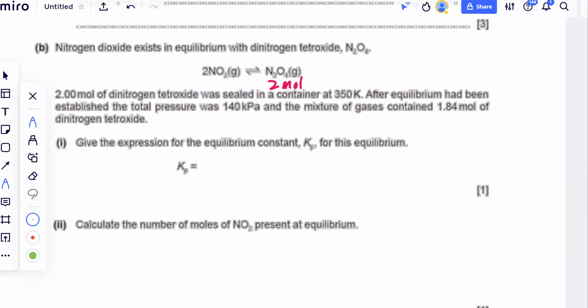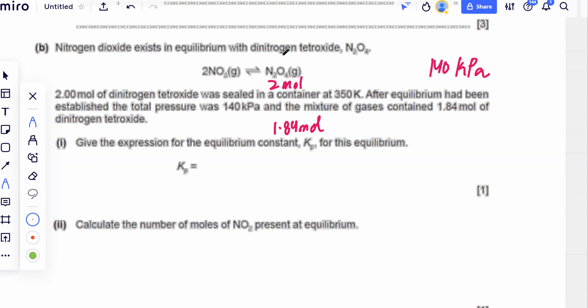So you started off with 2 moles and it was sealed in a container. After equilibrium had been established, the total pressure was 140 kilopascals. So the whole thing had a pressure of 140 kilopascals. Now everything should be in kilopascals. And the mixture of gases contained 1.84 moles of dinitrogen tetroxide. So at equilibrium, you have 1.84 moles of dinitrogen tetroxide, which is this one.